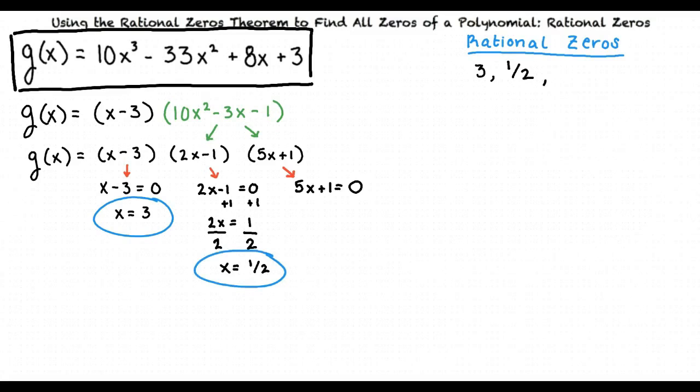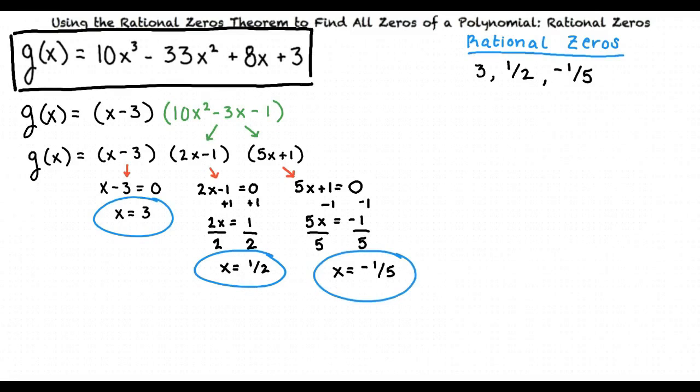The second can be solved in a similar way. Subtract 1 from each side, then divide each side by 5. This results in x equals negative 1/5. So the remaining rational zeros for this function are 1/2 and negative 1/5. And our final answer is 3, 1/2, and negative 1/5.